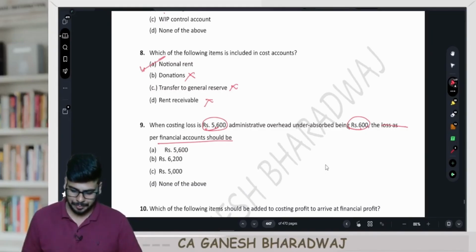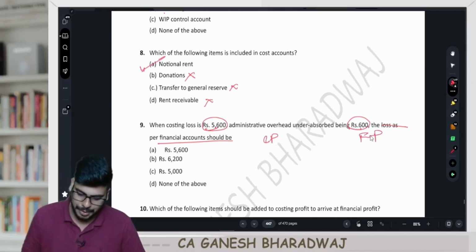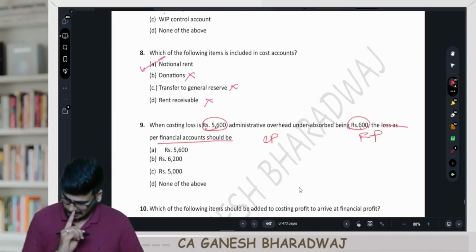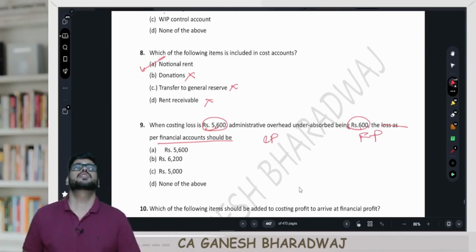Come on. They have given the costing profit. They are asking you to arrive at the financial profit. So, under absorbed means what? In costing, I would have debited less. Under means less. That less is debited where? In costing or in financial accounts?